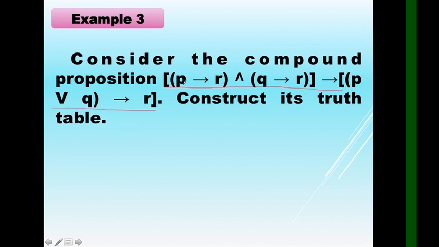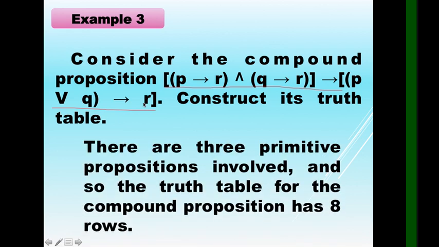So that is ((P implies R) conjunct (Q implies R)) implies ((P disjunct Q) implies R). So we have how many letters, without the repetition? That's 3. So there are 3 primitive propositions involved, and so the truth table for the compound proposition has 8 rows because 2 raised to 3 is equal to 8.